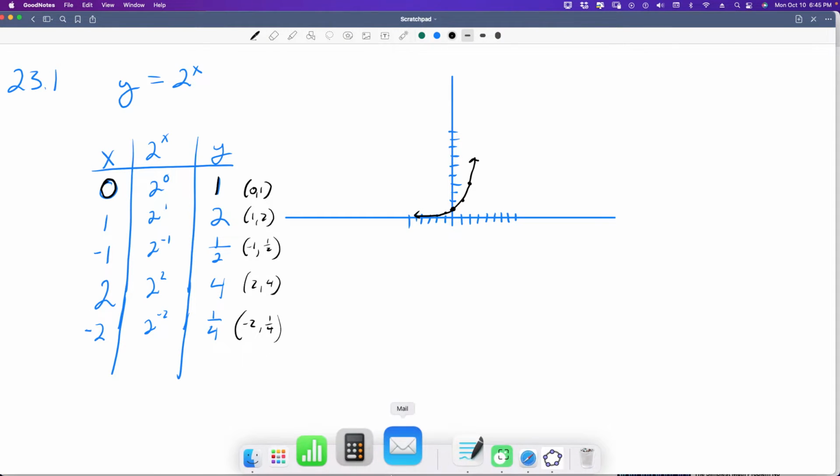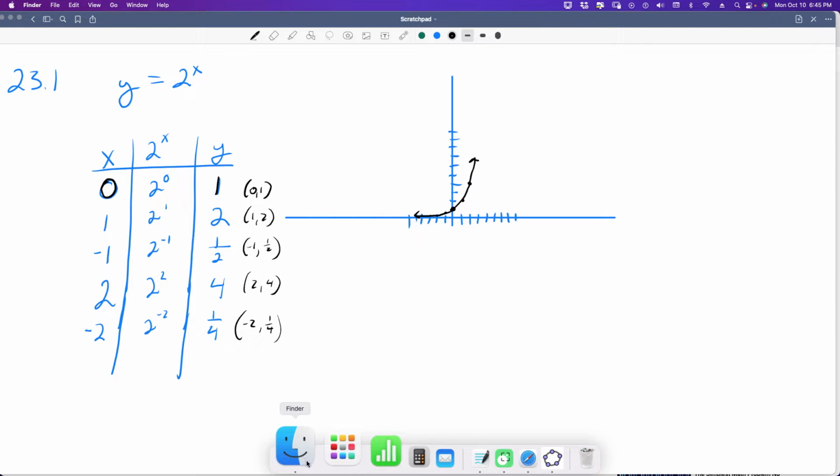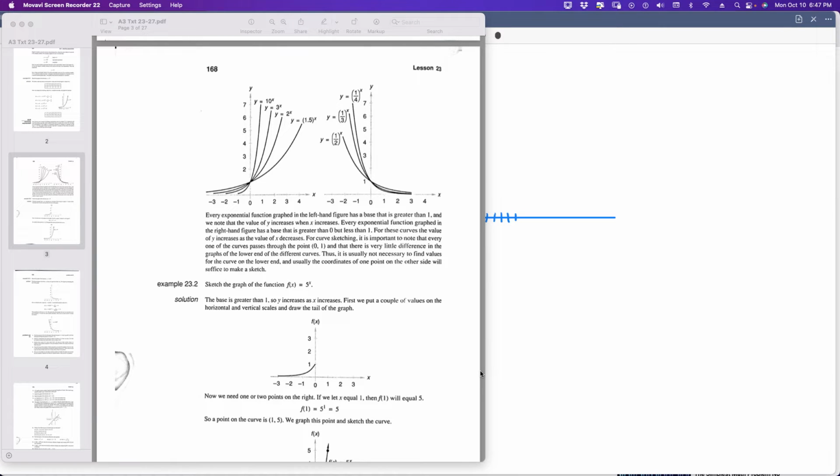And I wanted to show you something. Let me pull it up here. This is in your copy of the book. If I can get it to come to the forefront here. Let me pause and get that up for you. So I wanted to show you on page 168 here in the book. This is like an illustration of several exponential functions, and they're given here.